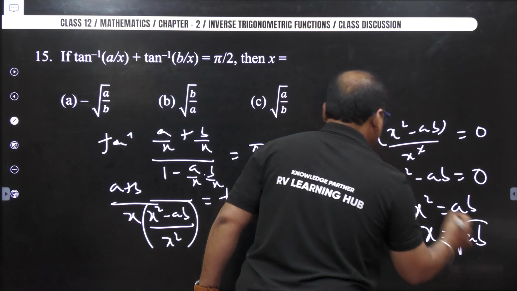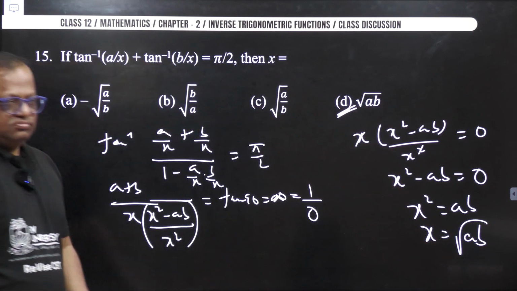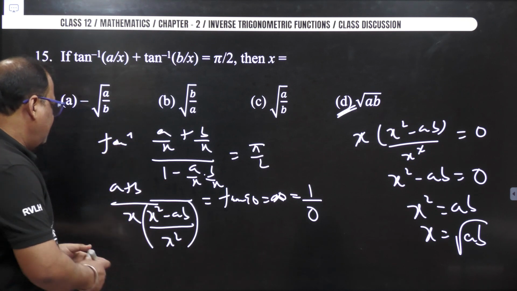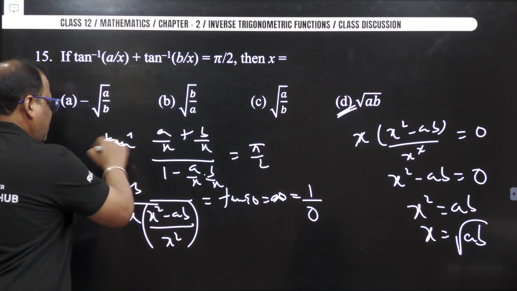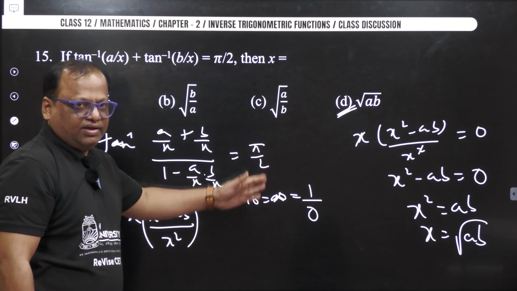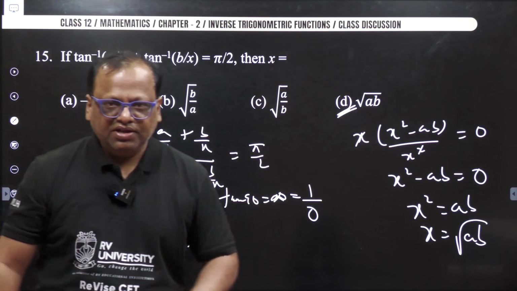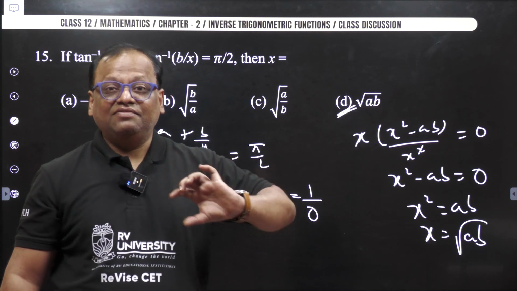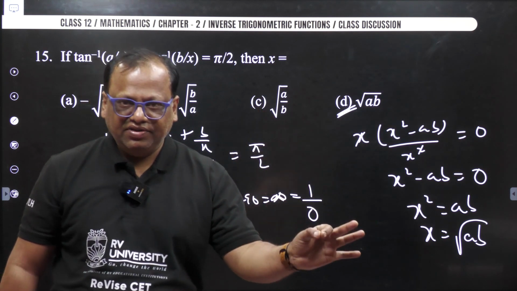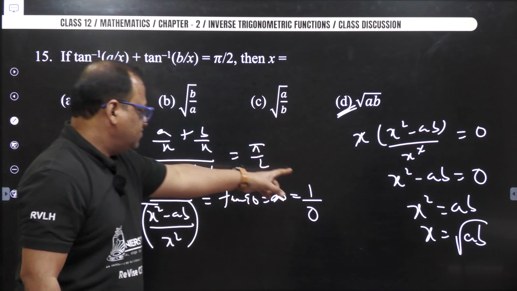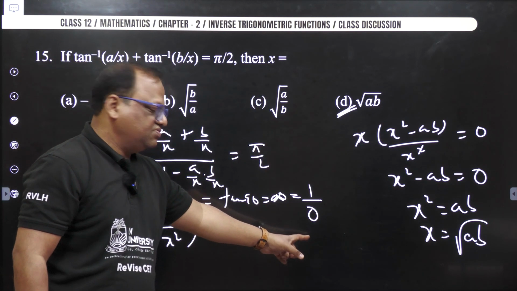Root ab will be my answer. Okay, simple. What we need to understand here is that this is tan inverse, and as it goes this side, it will become tan 90. Tan 90 is infinity. For the calculation sake, mathematicians have come to one kind of convention. The convention is that tan infinity, or infinity, is taken as 1 by 0. That is what I am doing here. Infinity is taken as 1 by 0.